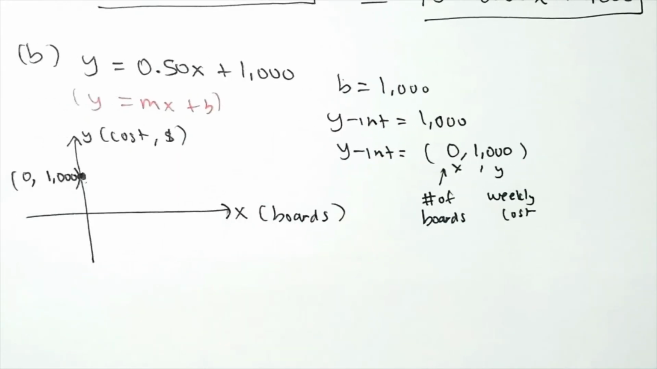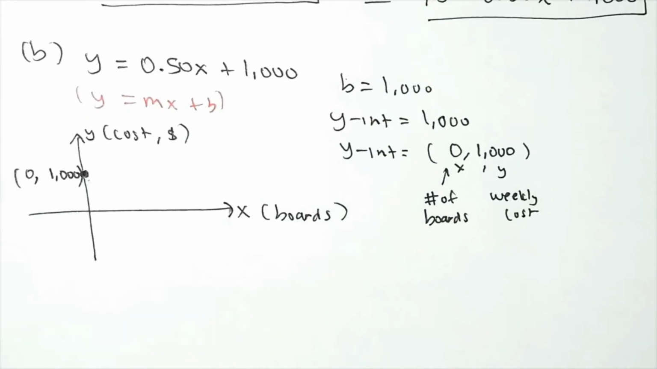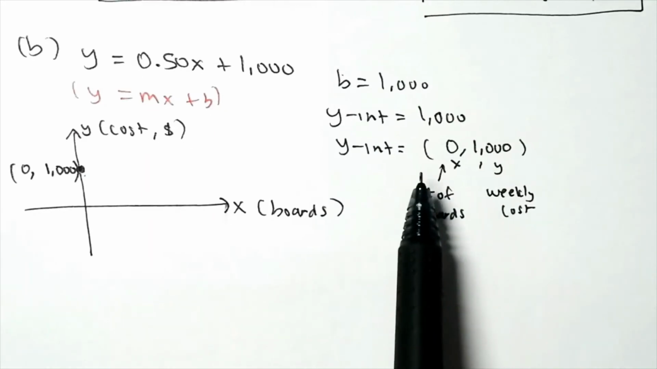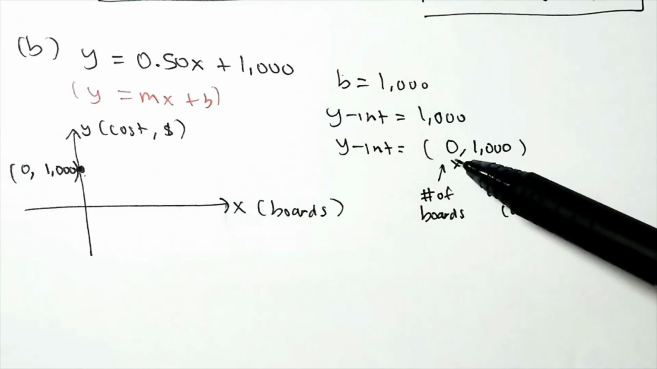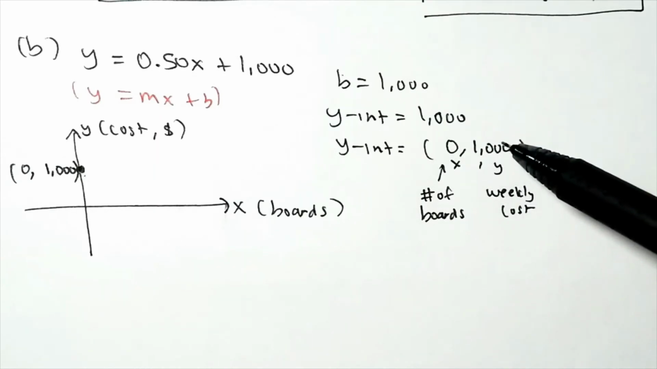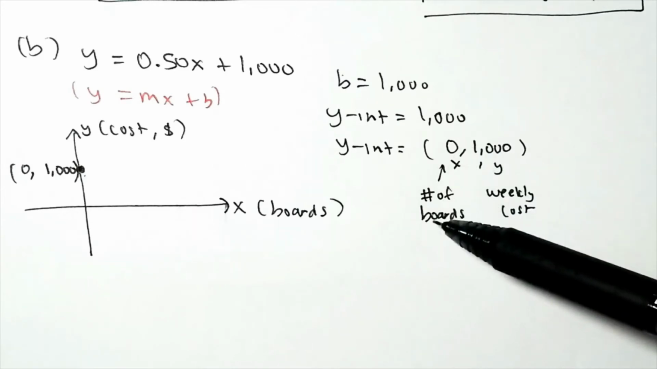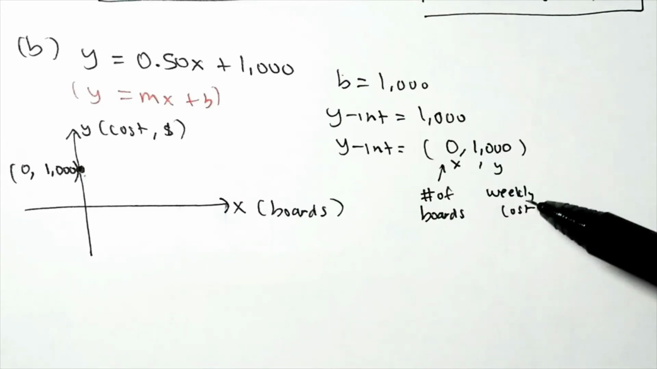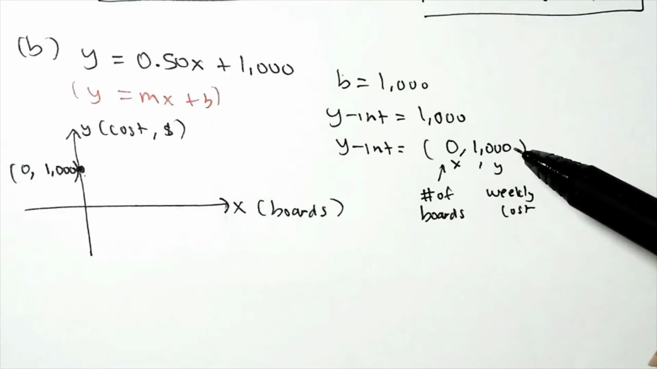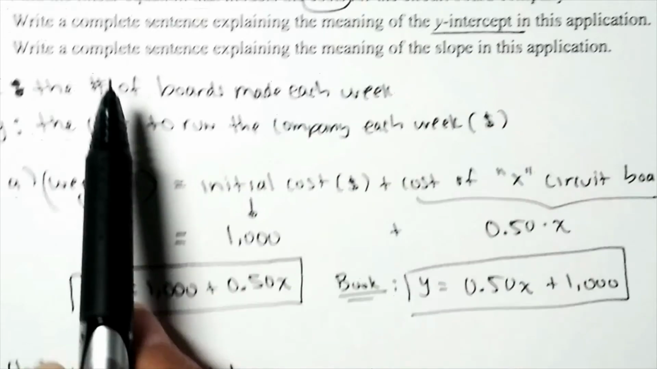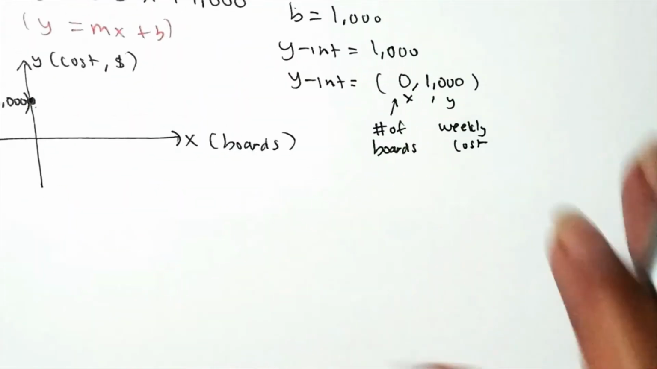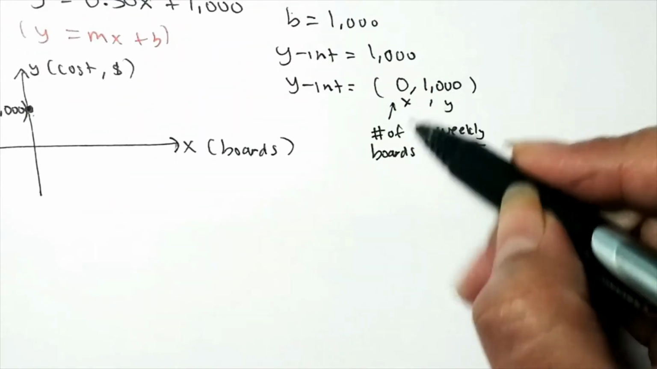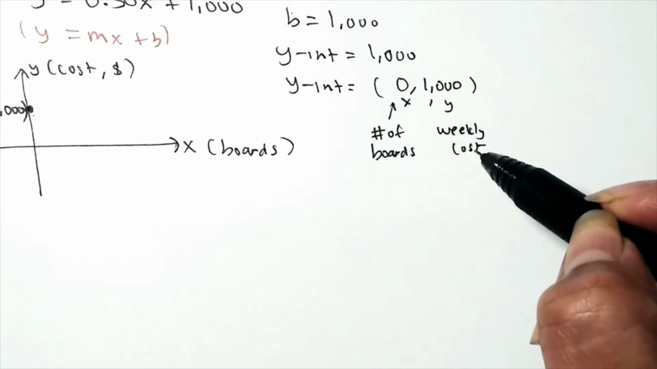To facilitate what the y-intercept represents, I'm just going to say this: when x equals this, y equals that. When x equals 0, or when we don't make any circuit boards, y equals 1000. When x equals 0, or when we don't make any circuit boards, the weekly cost is $1,000. So you can just write it like that. How is it phrased? Write a complete sentence explaining the meaning of the y-intercept in this application. So we'll just say it like that. If no circuit boards are made, the weekly cost is $1,000.